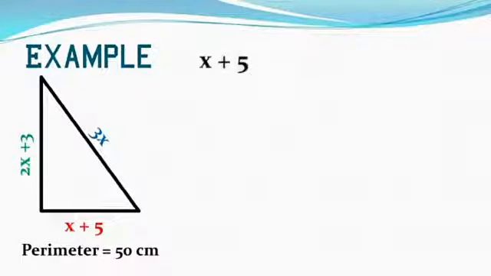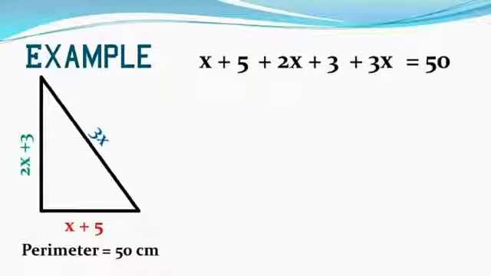We know that the perimeter of any figure is the sum of all the sides. As the triangle has three sides, x plus 5, 2x plus 3 and 3x, upon adding them we get x plus 5 plus 2x plus 3 plus 3x. The sum of those sides is equal to the perimeter 50. And we can see that the first side has x, the second side 2x and the third side 3x. So x, 2x and 3x can be added as they have variables with them.